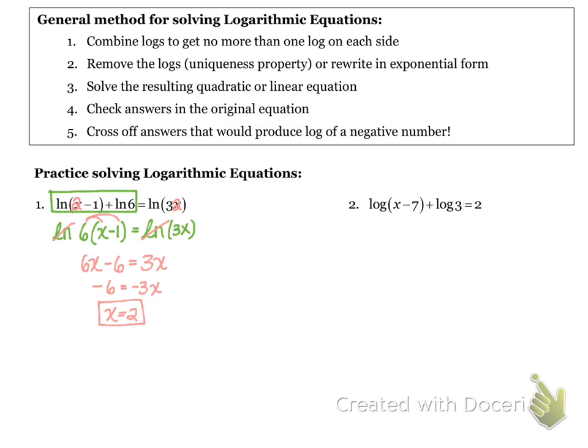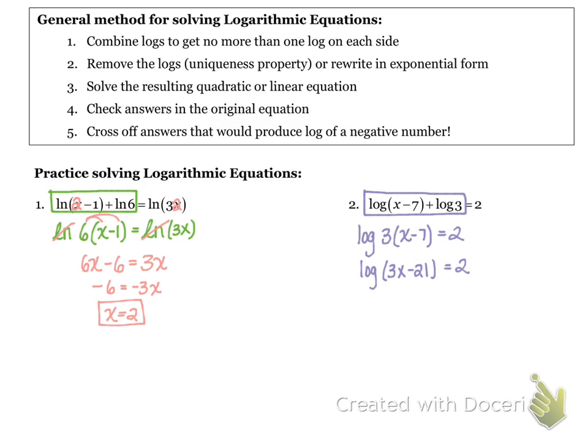Okay, so for number 2, the same thing on this left side, we are going to combine them to write it as a single log, which is the product property. So I have log of 3 times x minus 7, which is equal to 2. I'm going to simplify this left side, and I get log of 3x minus 21. Not really simplifying, more like distributing.